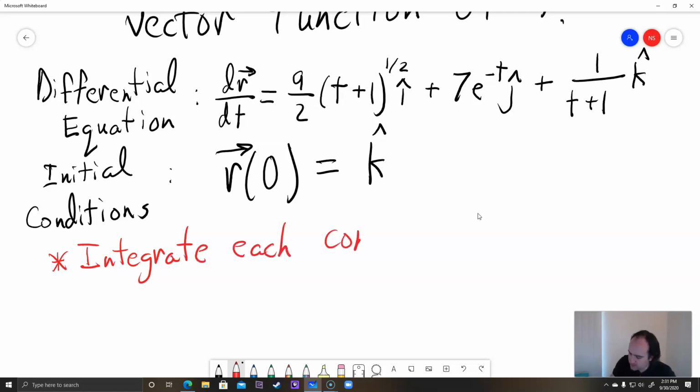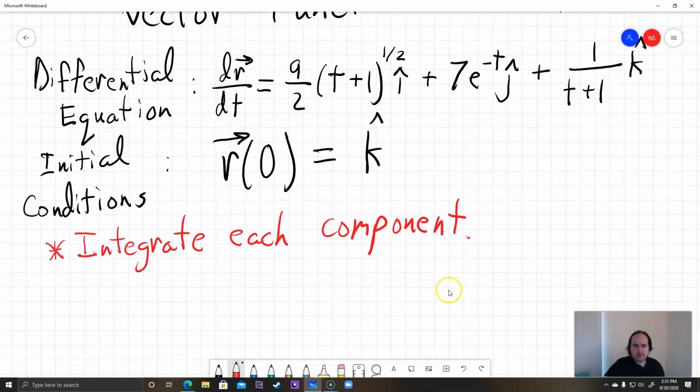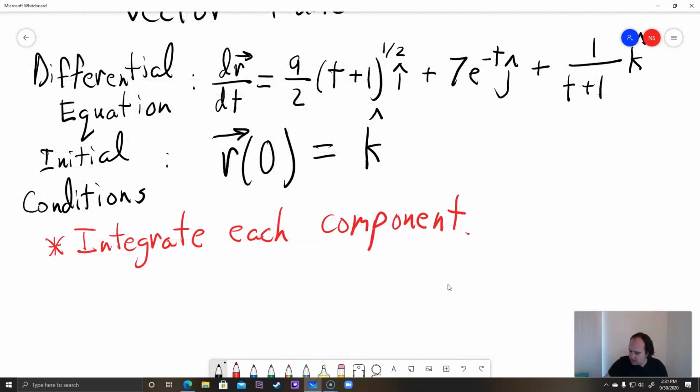And we're not going to worry about the initial conditions until the end of the problem, because first we have to integrate each component. All right. And because this is not a definite integral, we're going to have plus c for each component. It's an indefinite integral.